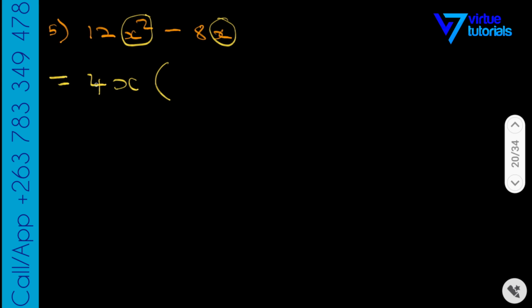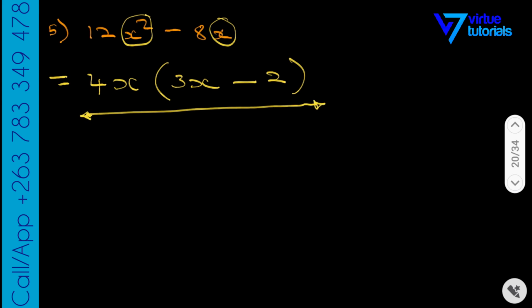So 12 divided by 4, I get 3. There were two x's, one x has been factored out, so there's one x left in the brackets. Minus 8 divided by 4, that's 2. There was one x, that one x was factored out, so there's nothing left there. So now I have 4x times 3x minus 2. It takes a lot of practice to really get going with this, but you can try some questions on this.